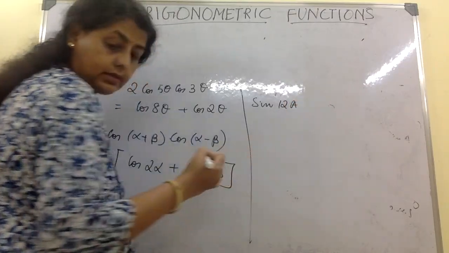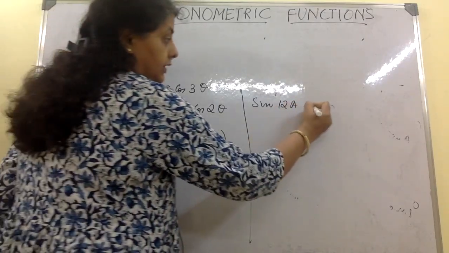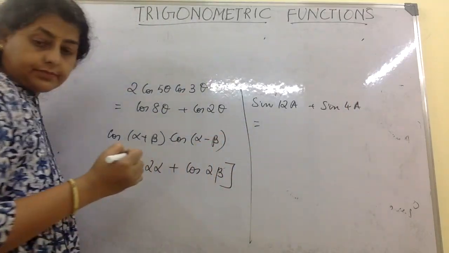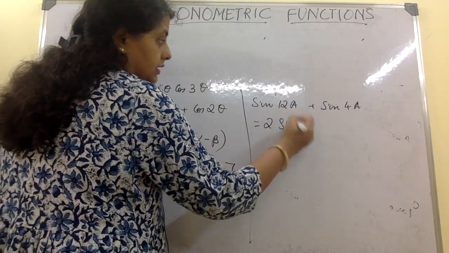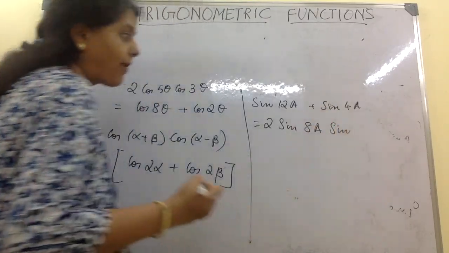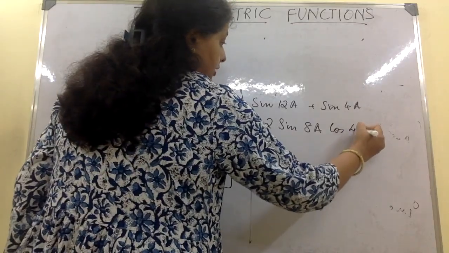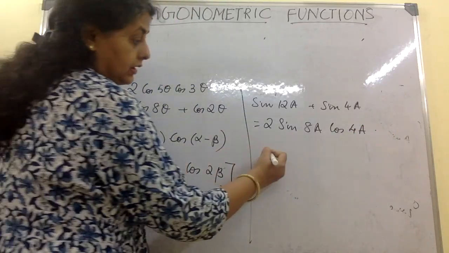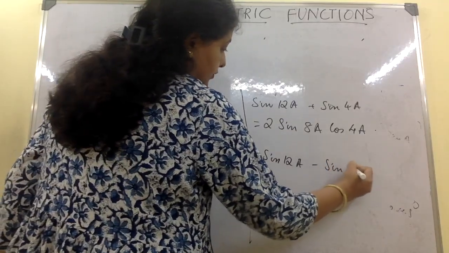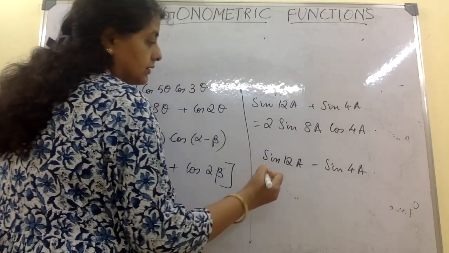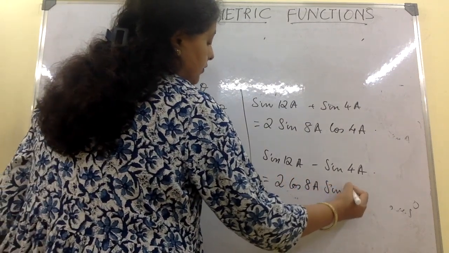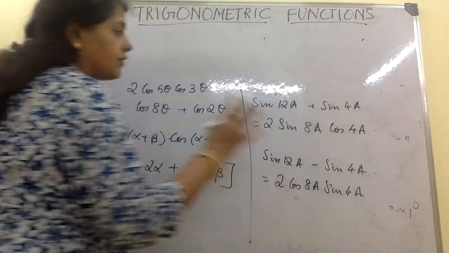Sine 12A plus sine 4A, that is 2 sine 8A cos 4A, again by use of formula. Sine 12A minus sine 4A is again 2 cos 8A sine 4A. These are all direct applications of the formula.